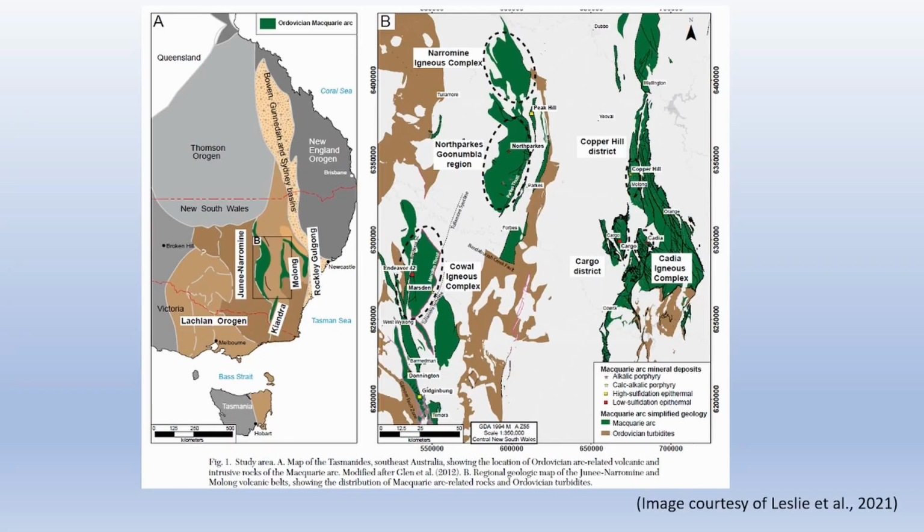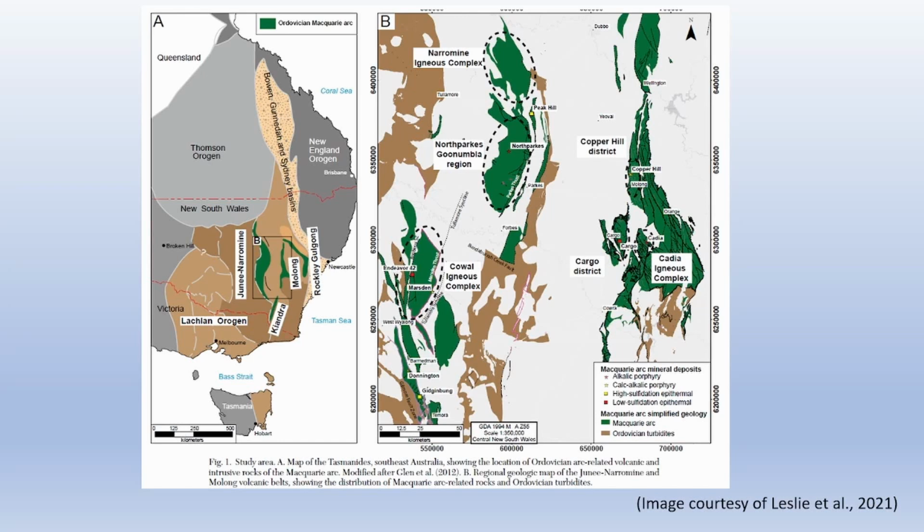It formed in the Ordovician during subduction along the Gondwanan margin, and as you can see on plate A of this image, it's now split into three major belts: Junee-Narromine, Molong, and Rockley-Gulgong. These belts preserve volcanic and intrusive rocks from an ancient island arc system that has since been dismembered.